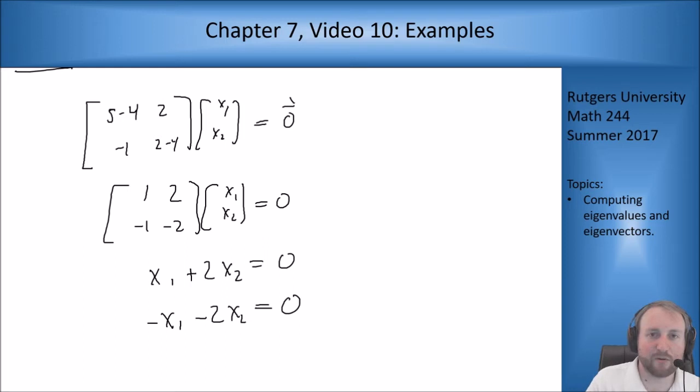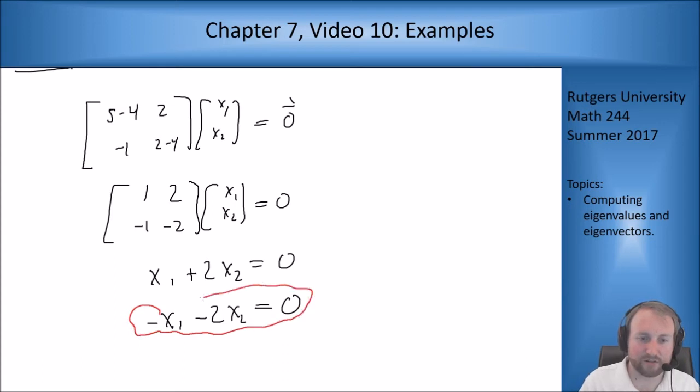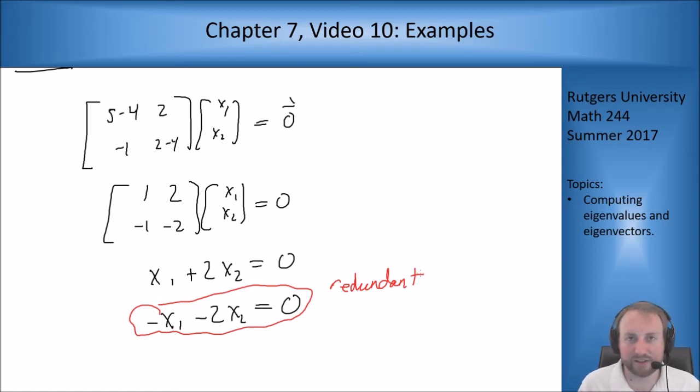And what you'll see right away, and what you should see if you did this correctly, is that this equation here is redundant. It gives me no extra information because if x1 plus 2x2 is 0, then so is negative x1 minus 2x2. They're effectively the same equation. So I can just throw out this equation because it's redundant and just focus on this one here. Now, I only have one equation to satisfy, but I have two unknowns, so I have a free parameter.